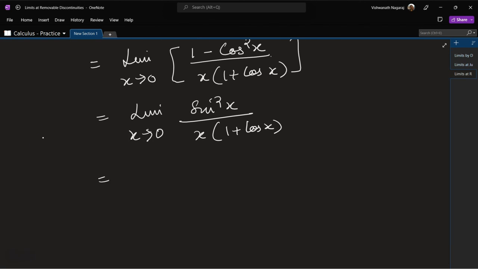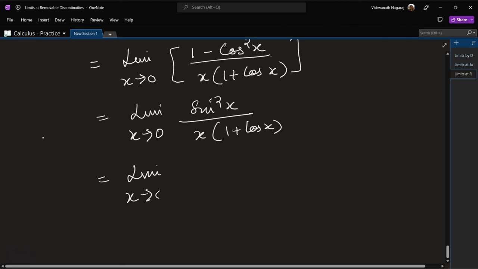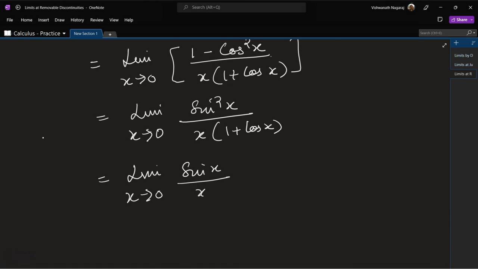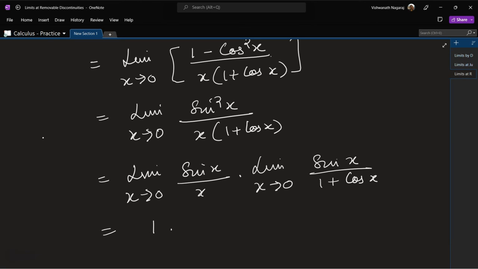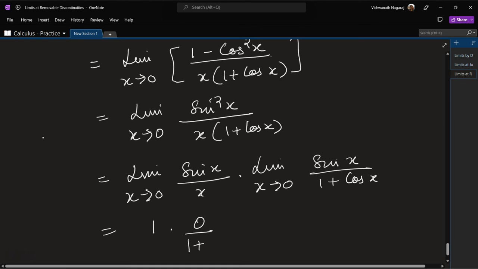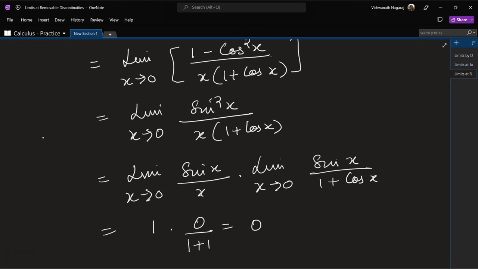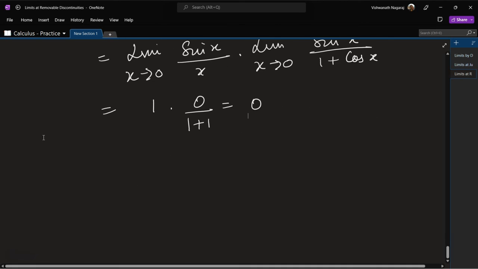Okay, now this we can split. So we can say limit as x approaches 0 of sin x by x times limit as x approaches 0 of sin x by 1 plus cos x. Now this we know becomes 1, and this becomes sin 0 is 0, by 1 plus 1. So here 0 by 1 plus 1. So overall 0. The important point here is that the denominator should not be 0. Okay. 18th one.